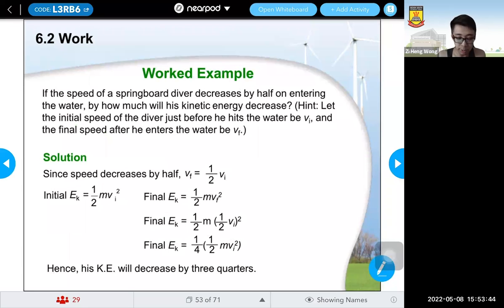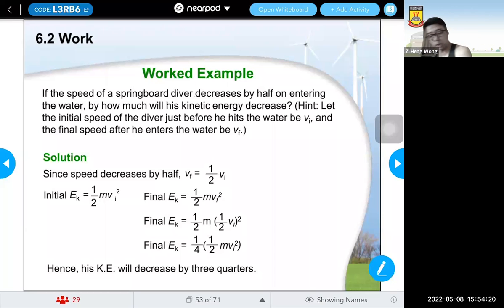Another example. This example is slightly more difficult to understand because it has to do with a ratio kind of thing. So they tell you the speed of a springboard diver decreases by half on entering the water. By how much will his KE decrease? Okay, so if speed decreased by half, will the KE also decrease by half? You know that KE is half mv squared. So if the speed decreased by half, actually the KE will decrease to 1/4, because it's a square of the half.